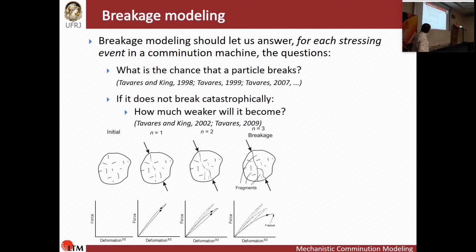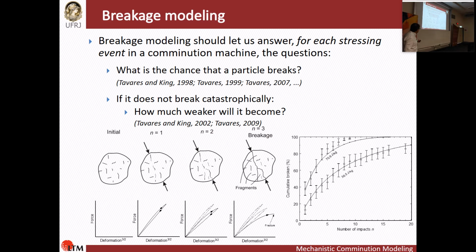So it's just answering the first question here, which is: what is the chance that a particle breaks? If it does not break catastrophically, what happens? Every time you hit a particle and it doesn't break, we know that it does get weaker. If you hit it over and over again, eventually it does break. We needed to look into that, and back in my PhD we developed this continuum damage mechanics model. It's a very simple model, with just a single fitting parameter, that allows us to predict or fit something as simple as this: what is the likelihood that you break particles as you increase the number of impacts and the impact energy?